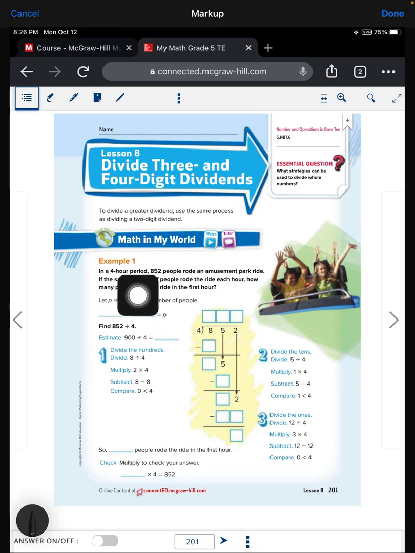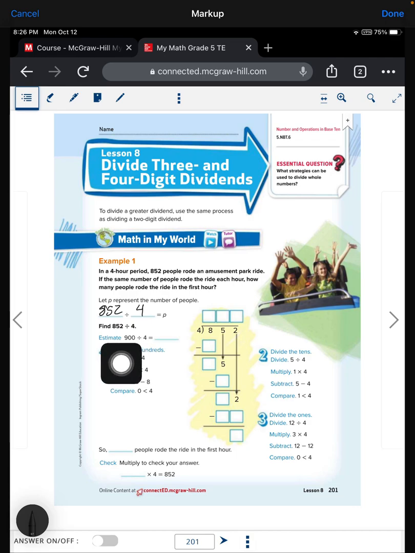Let's begin. In a 4-hour period, 852 people rode an amusement park ride. If the same number of people ride the ride each hour, how many people ride the ride in the first hour? Let P represent people. So we're going to put 852 divided by 4. A couple of different ways you can do this.